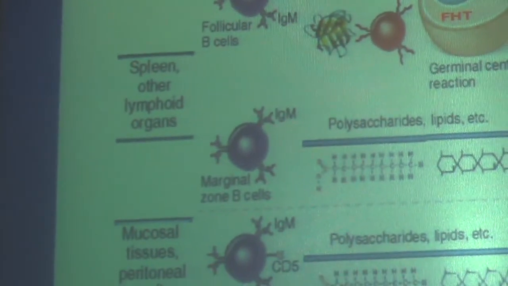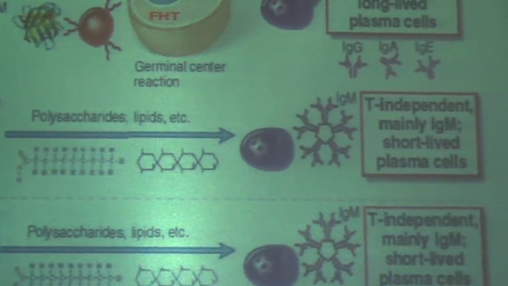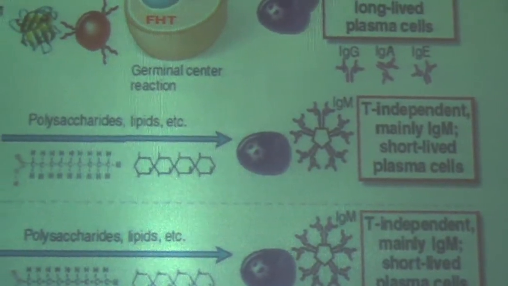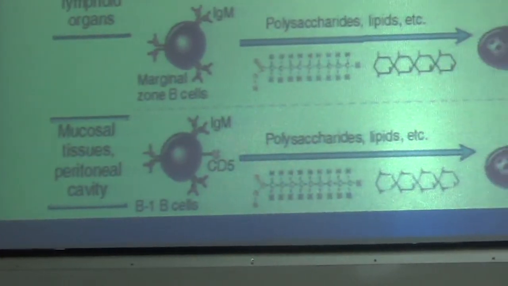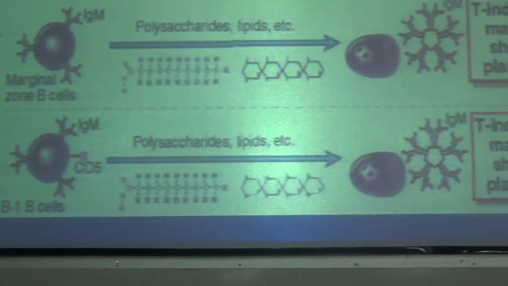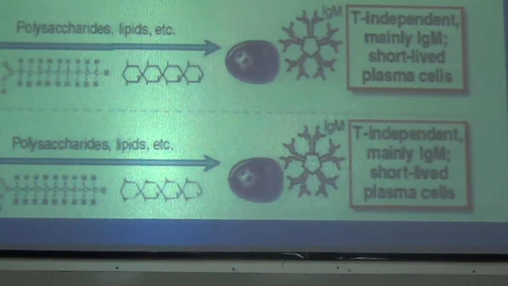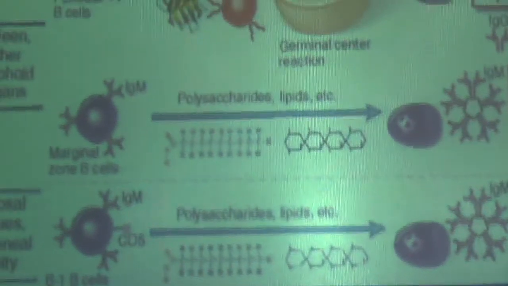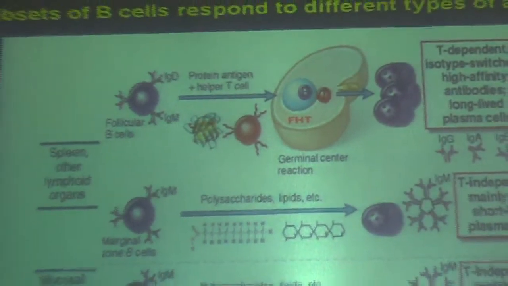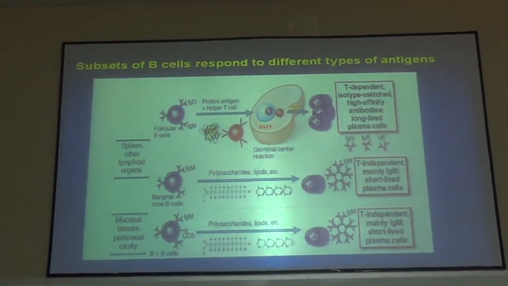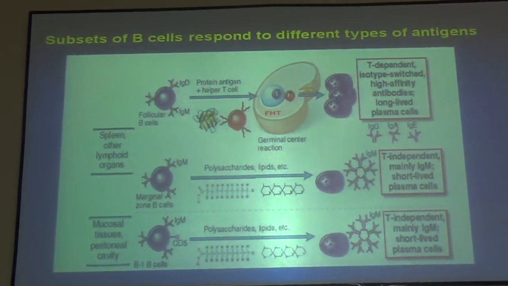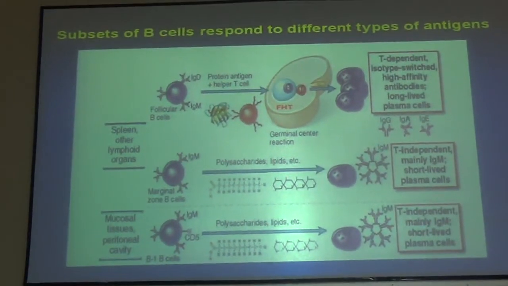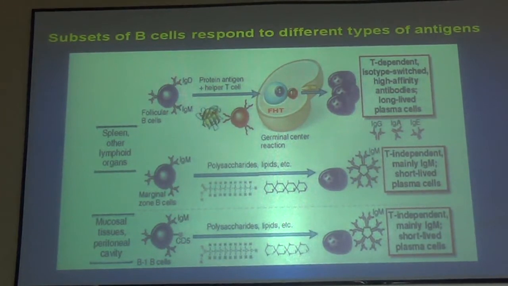So that is the spleen. Follicular B cells are usually in the spleen. They only recognize protein antigen. Only these cells recognize protein antigen. Since they recognize protein antigen, they need to be helped by T cells. So when the B cell recognizes protein antigen, it cannot do anything by itself. They need help from T cells. That's why it is called a T-dependent immune response.